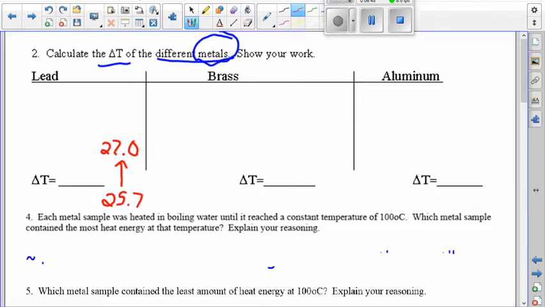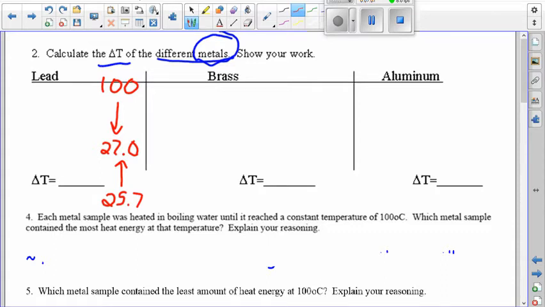Here's why. The water was boiling. The metal was in that boiling water for 5 minutes. So at that point, it's going to be the exact same temperature as the water. And so all the metals started at 100 degrees Celsius. So if I want to find the change in temperature of the metal, I got to find the gap from 100 to the final shared temperature, which is 27.